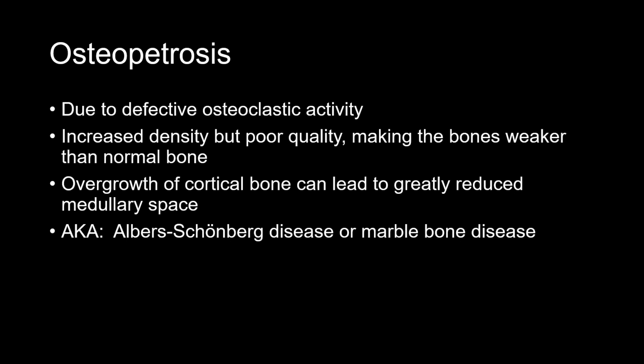Osteopetrosis is another condition due to defective osteoclastic activity. So the cells that clear away old bone aren't working correctly, so you have this increased density, but it's a poor quality bone, making the bones weaker. This also is evident on radiographs by overgrowth of cortical bones. So you have what looks like really dense, strong bones, but in this case, they're actually not stronger.